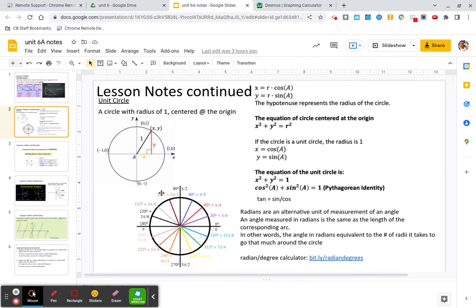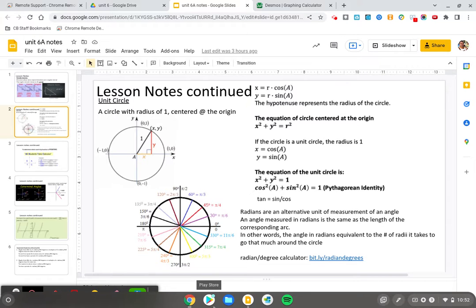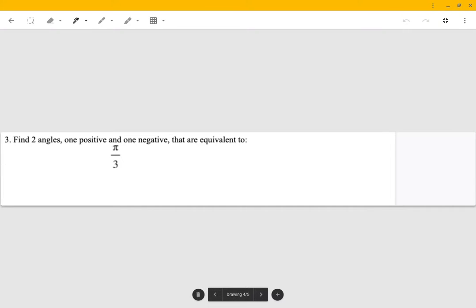If we look at this diagram right here, we can see that pi over 3 radians, which is right here, is equivalent to 60 degrees. So pi over 3 radians is equivalent to 60 degrees.